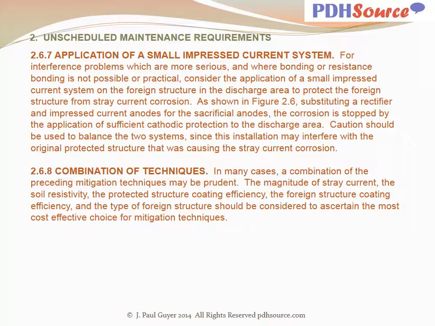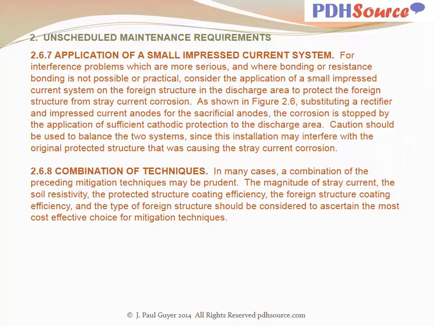For interference problems which are more serious and where bonding or resistance bonding is not possible or practical, consider the application of a small impressed current system on the foreign structure in the discharge area to protect the foreign structure from stray current corrosion.